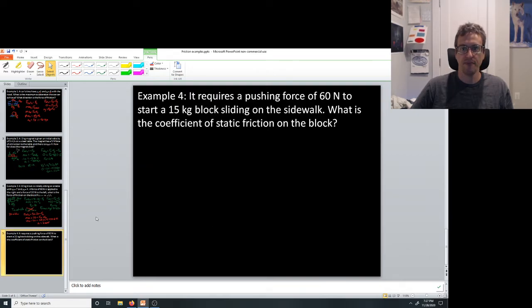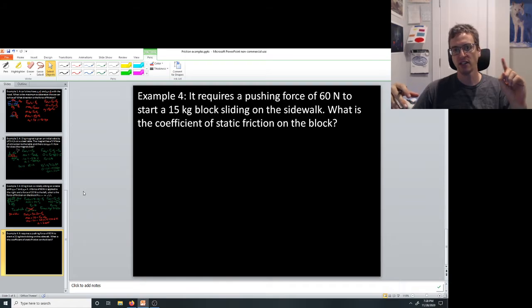All right, last one here. It requires a pushing force of 60 newtons to start a 15 kilogram block sliding on the sidewalk. What is the coefficient of static friction on the block? Okay, so we've talked about sliding versus not sliding. If it's sliding, kinetic friction. If it's not sliding, static friction.